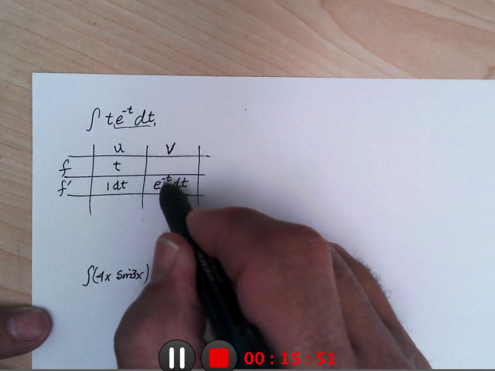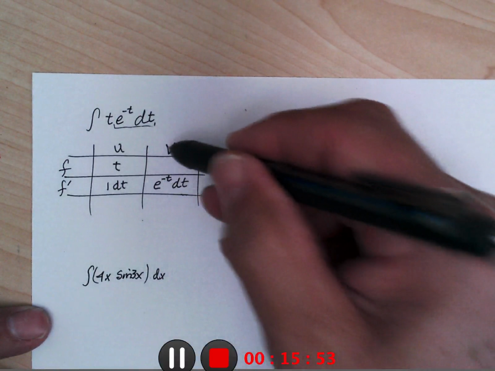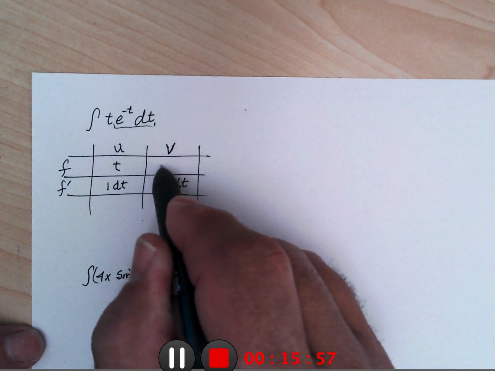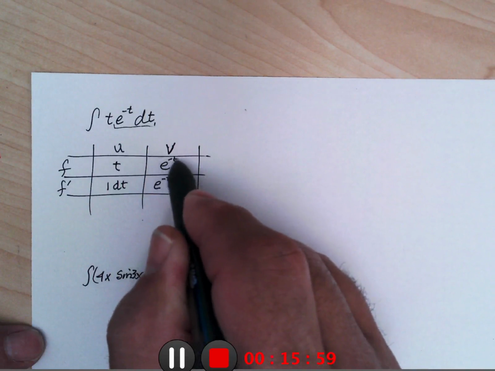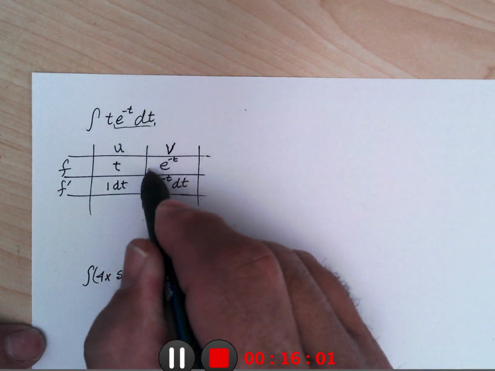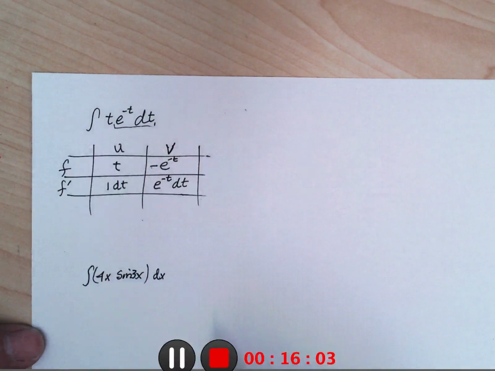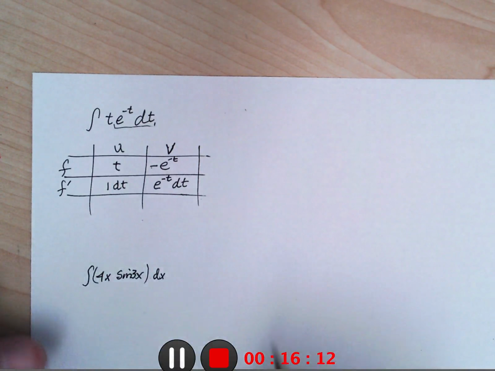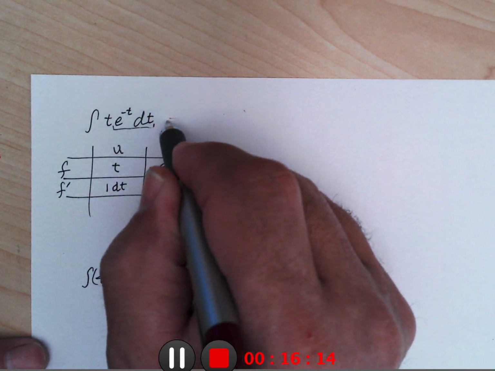So now I'm going to find its antiderivative, which would be e to the negative t, but then if I took the derivative, I'd get a negative, and I don't want a negative, so I have to put a negative on it. All right, if you set this up this way, then the pattern's going to be easy to follow.